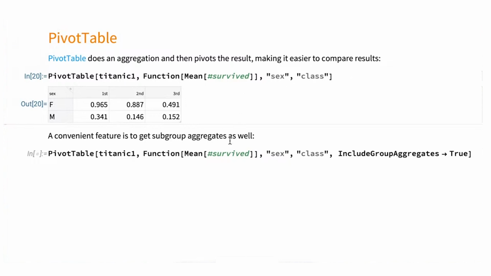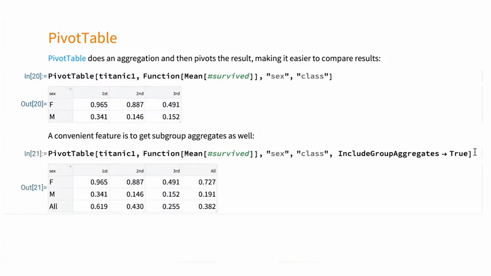And a super convenient feature of this that you can't do with just aggregate rows itself is this include group aggregates option. And what it does is it gives you aggregates for all the classes. So in this case, the all means this is survival in first class across all genders. This is the survival of all females for any class. And this is the survival of everybody overall in the Titanic shipwreck.